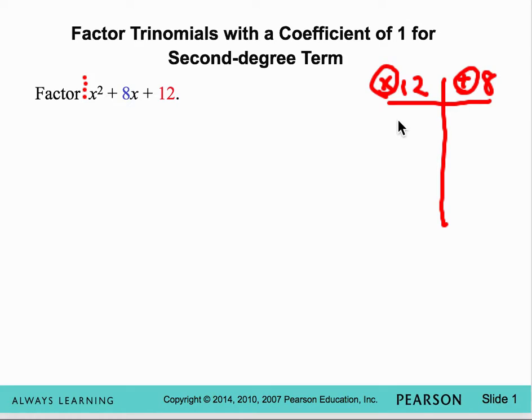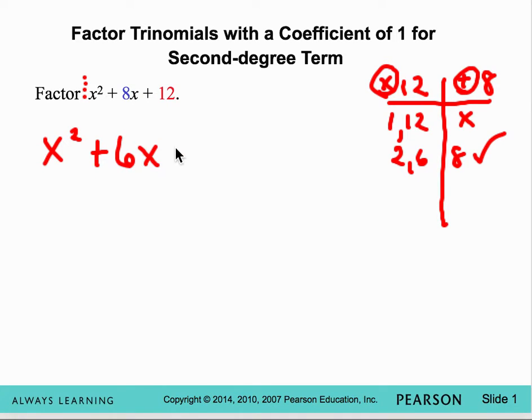All right, so we can go down the entire list. Well, 1 times 12 is 13, so that's not 8. 2 times 6, 2 plus 6 is 8. Those are my numbers. We use these numbers to rewrite 8x as 6x plus 2x, or 2x plus 6x, remember. So I'll rewrite the polynomial. Doesn't matter which order I put those numbers in.